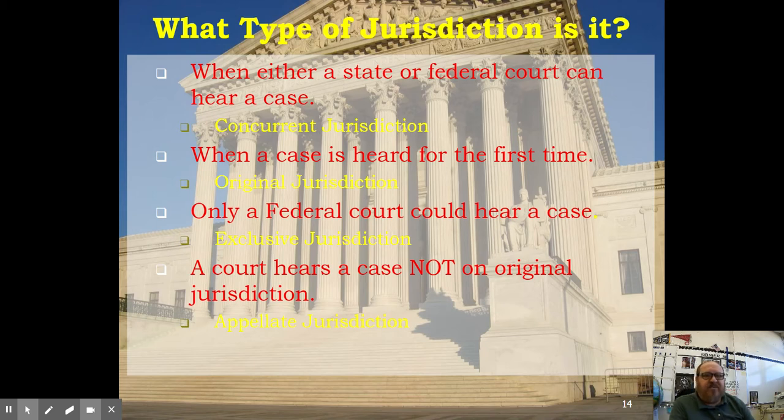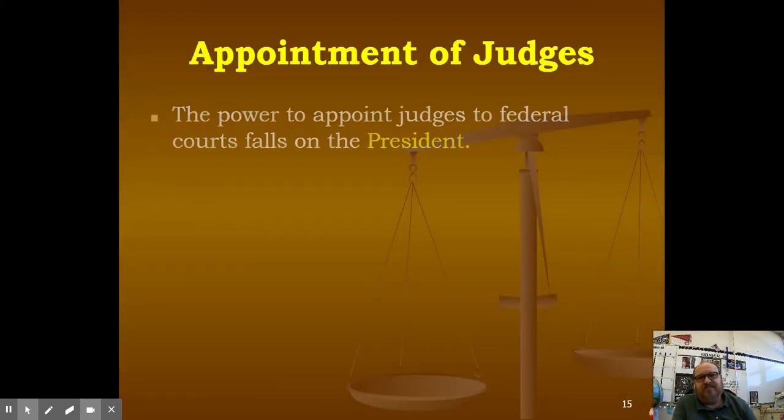Okay, so what type of jurisdiction is it? Here are some other scenarios. When either a state or a federal court can hear a case, that's concurrent. When a case is heard for the first time, that's original jurisdiction. Only a federal court can hear a case, that's exclusive jurisdiction. If a court hears a case not on original jurisdiction, then that's appellate. Pretty simple, pretty straightforward.